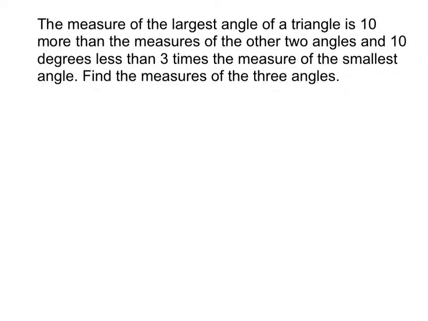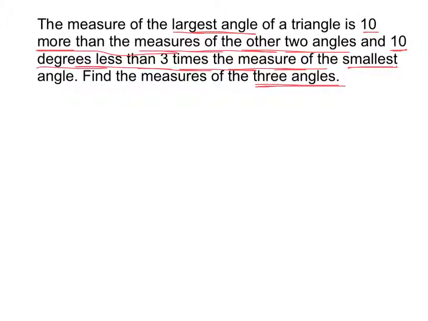Alright, the measure of the largest angle of a triangle is 10 more than the measures of the other 2 angles, and 10 less than 3 times the measure of the smallest angle. I want to find the measures of the three angles. So obviously I have three things going on here. This is a triangle. It has three angles in it. We know that much. So the first thing we need to do is think about what we're finding and to define our variables. We want to find the three angles.